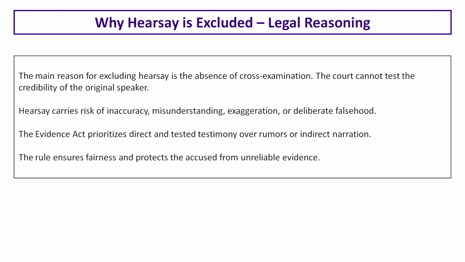Now let us repeat the example I gave. Suppose the person A says, I think he may have been involved. B repeats it in a court as, A said he was involved. That is why hearsay is generally inadmissible. The rule protects fairness. It prevents conviction based on gossip, rumor, or unverified narration. So the logic is very clear. Evidence must be reliable. Evidence must be capable of cross examination. Hearsay fails these standards. Therefore, it is excluded.